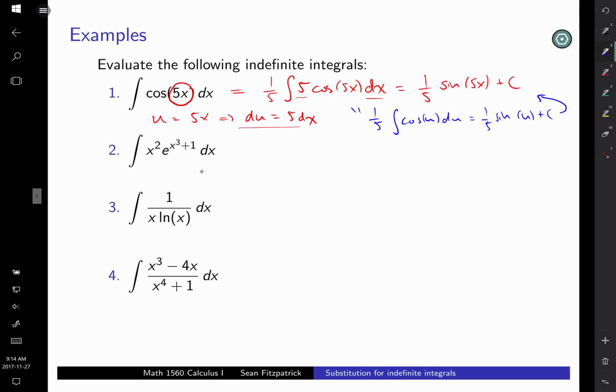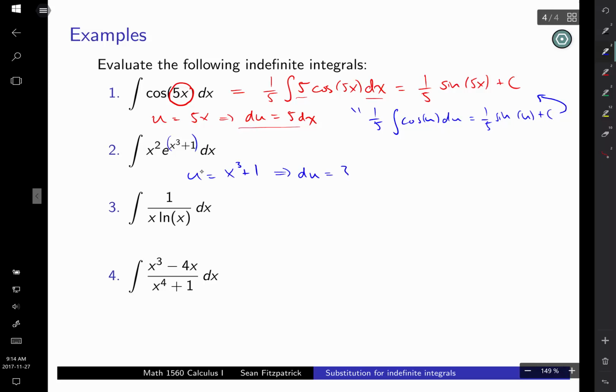The way we know we have to do substitution is we look at the integral and we see that we have composition. This polynomial function, the x cubed plus 1, is being plugged into the exponential function. That tells me that I'd better take u to be x cubed plus 1. I substitute the entire inside, so x cubed plus 1.